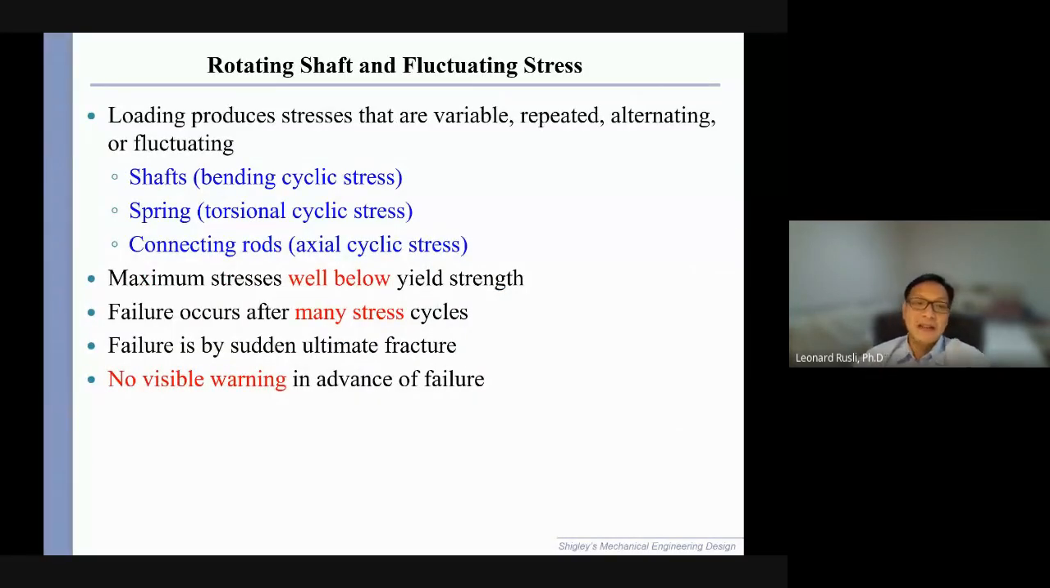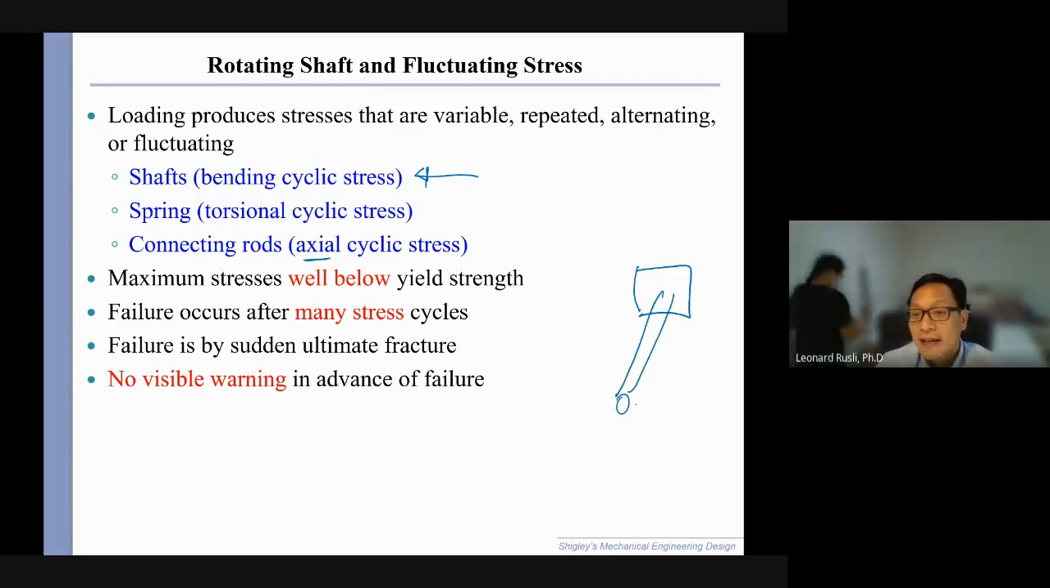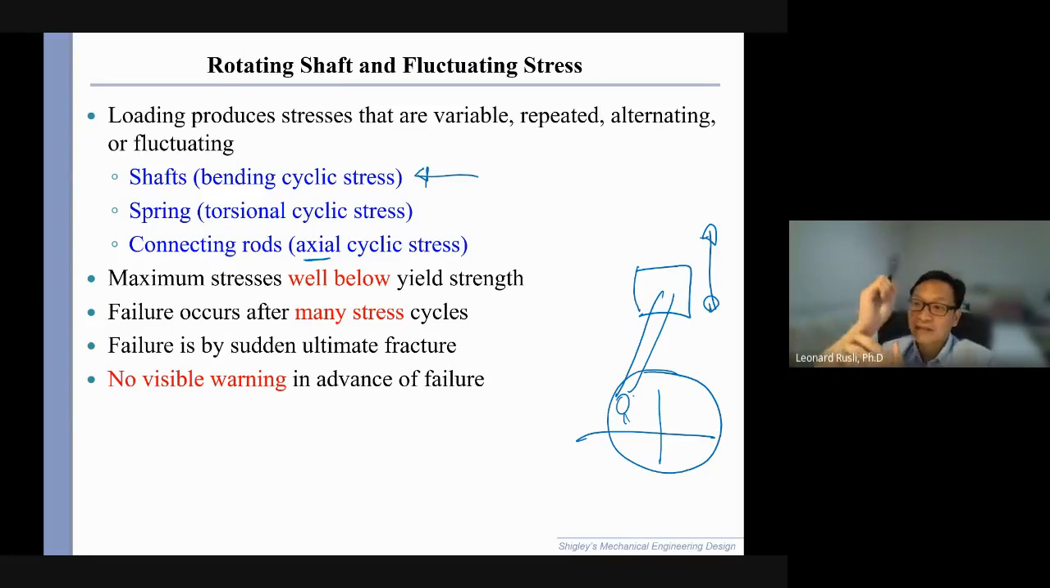So shafts typically have a bending cyclic stress. In springs, you have torsional cyclic stress. Later when we get to springs, it'll be clear, right? Connecting rods have axial cyclic stress. So in engines, remember, if this is your crankshaft, the piston goes up and down, right? In combustion. This is called a connecting rod. It is under compression and tension. That's also cyclic stresses.